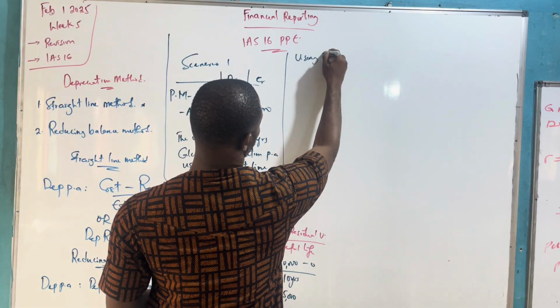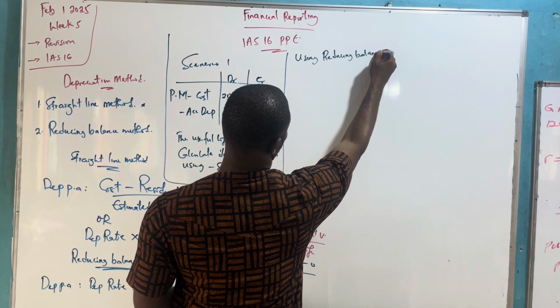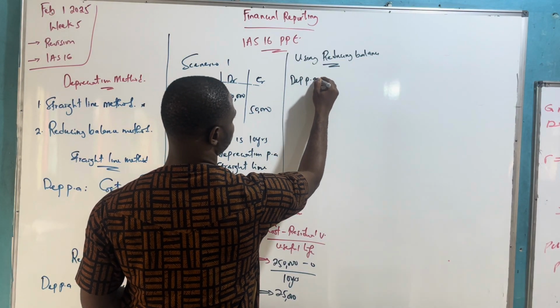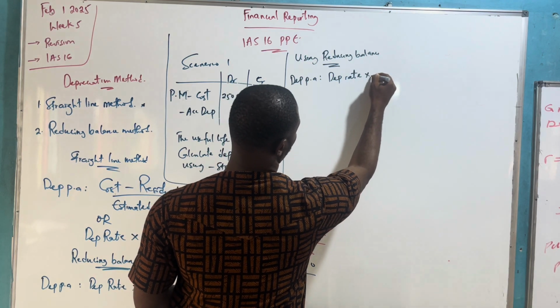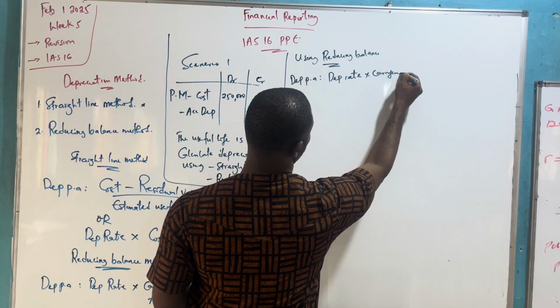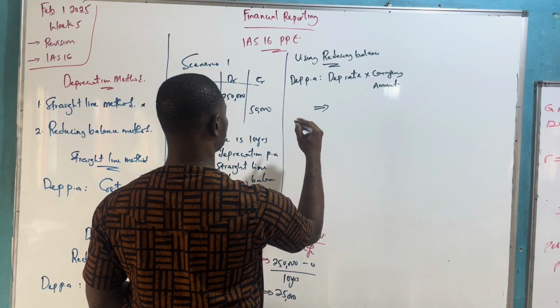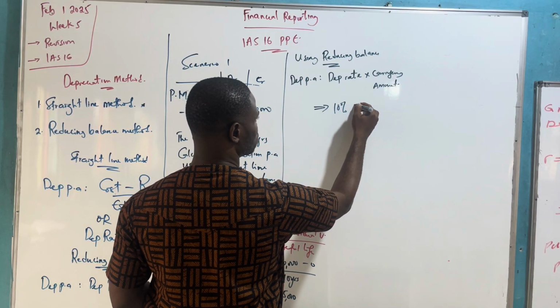Using the reducing balance method, the depreciation per annum is the depreciation rate multiplied by what? Carrying amount. And what's the depreciation rate? What's my carrying amount?